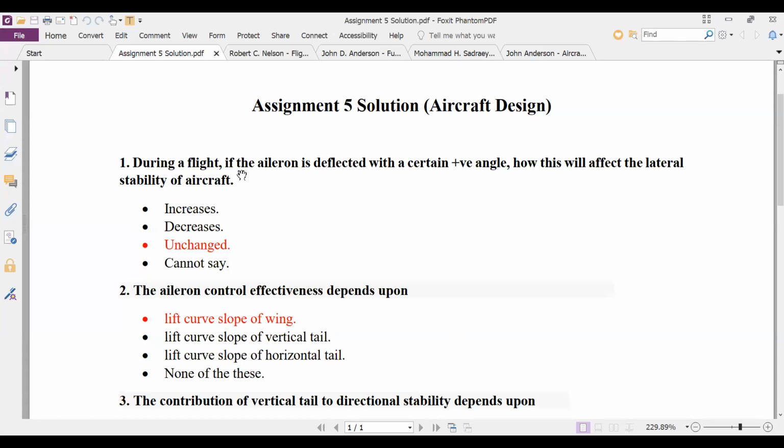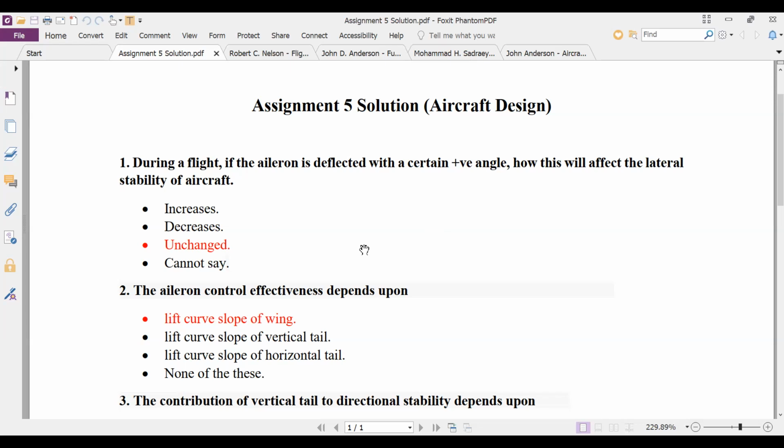So during a flight, if the aileron is deflected with a certain positive angle, how will this affect the lateral stability of the aircraft? The answer is unchanged. Now, some of you may have a conflict with this. Some of you might agree with this. So which side are you on? Go ahead and answer. If you feel unchanged, why? Let's say I don't agree with you. Now explain to me why.